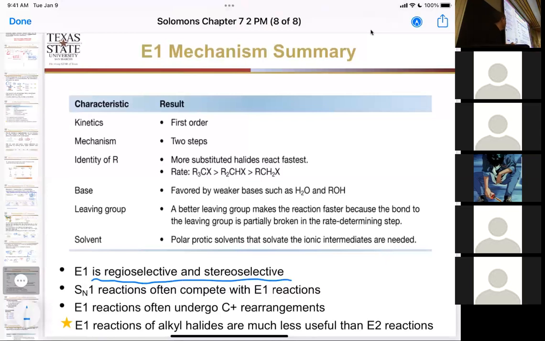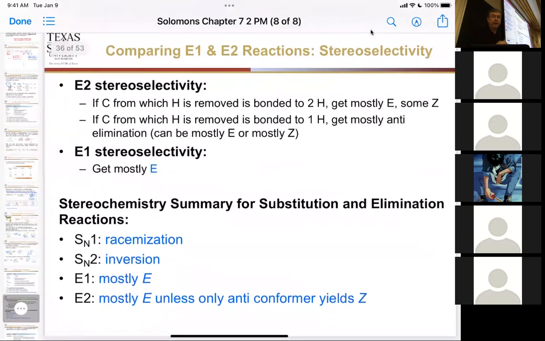Okay. So because we form that carbocation, SN1 and E1 compete. And so they're really messy reactions. E1s often undergo carbocation rearrangements, makes it even messier reactions. And it's much, much easier to use an E2 reaction with a strong base than to use an E1 reaction because of all these detriments. So we try to use the E2 mechanism whenever possible. So we just have to use a stronger base. Unless you're super clever and you want the rearrangement to happen. But okay, so let's compare E1 and E2.